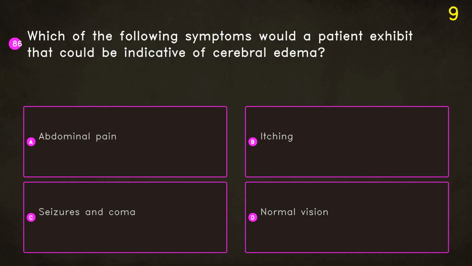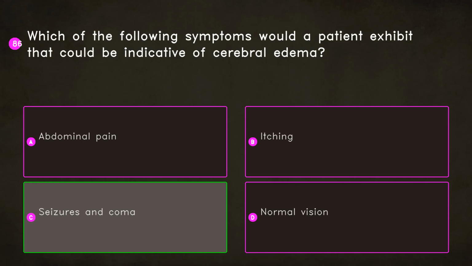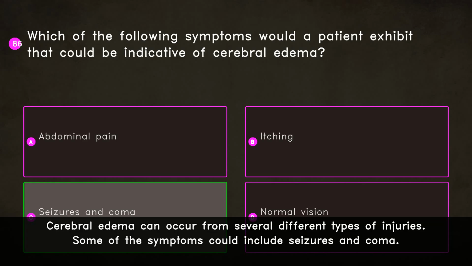Question 86. Which of the following symptoms would a patient exhibit that could be indicative of cerebral edema? A. Abdominal pain, B. Itching, C. Seizures and coma, D. Normal vision. The correct answer is seizures and coma. Cerebral edema can occur from several different types of injuries. Some of the symptoms could include seizures and coma.